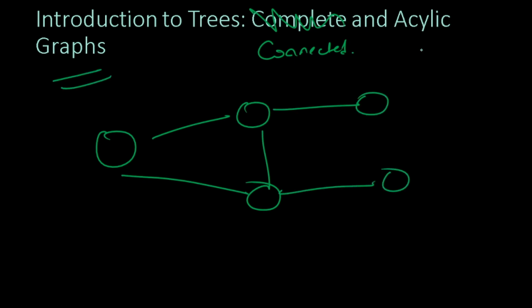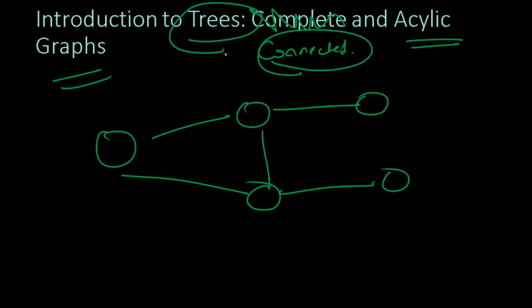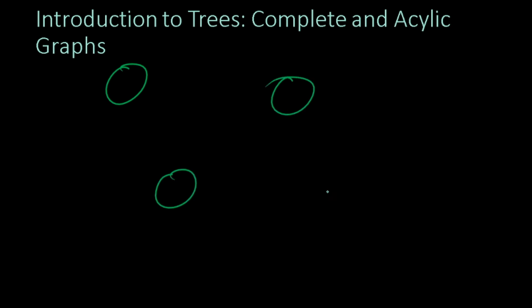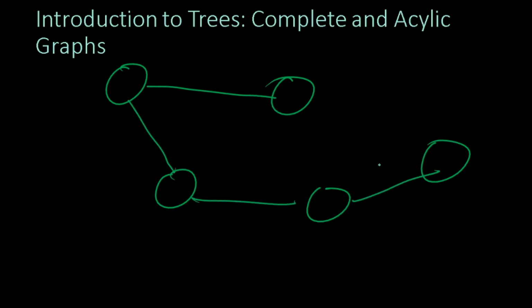So if it is acyclic as well as connected, then we can call it a tree. The tree will always have n-1 edges because it is connected and acyclic. What that means is if you have 1, 2, 3, 4, 5 vertices, then you will have 4 edges. You cannot have more than 4 edges because each edge will connect 2 different vertices. So it will have n-1 edges, where n is the number of vertices.